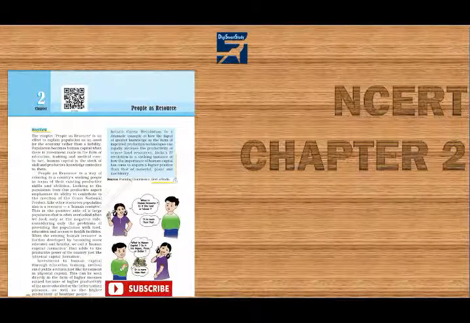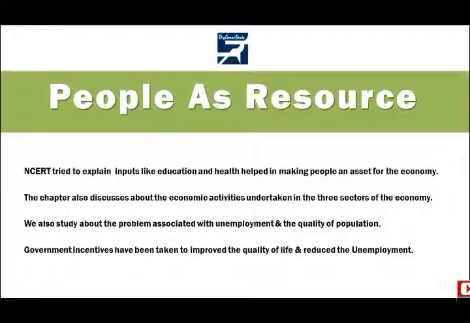NCERT Chapter 2, People as a Resource. NCERT here tries to explain how education and health help make people an asset for an economy. This chapter also discusses economic activity, which is undertaken in three sectors of the economy. We also study the problems associated with unemployment and the quality of the population, and the government incentives to improve the quality of life and reduce unemployment.